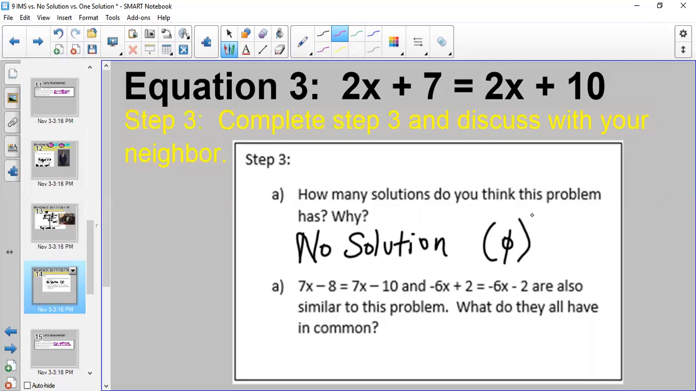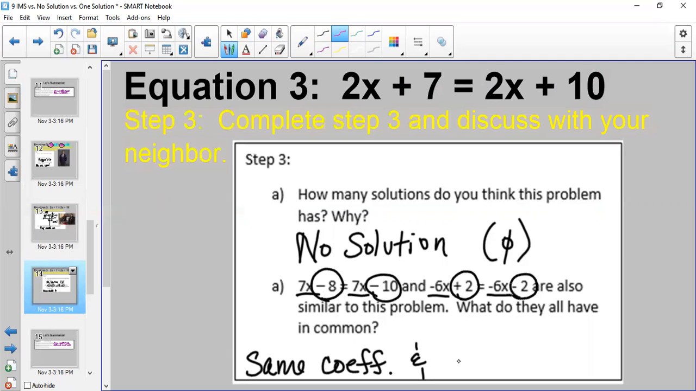And so if you look at the right below it, these equations also have no solution. Again, the goal is that you guys can identify this without even solving the problems. So if you look at the problems, what do they have in common? Well, they have the same coefficients on both sides. So same coefficients. And if you look at the other part, they have different constants.